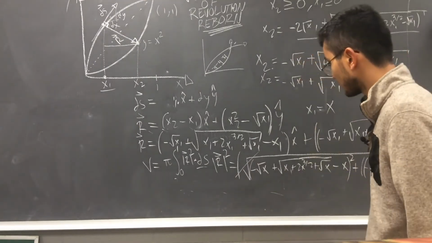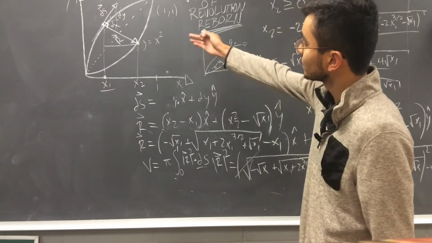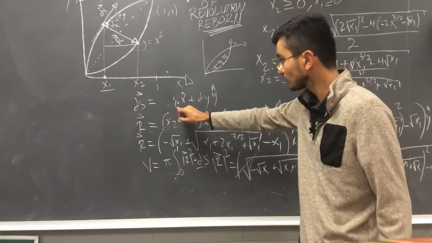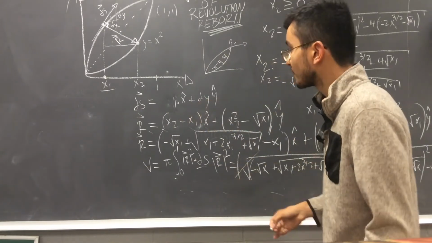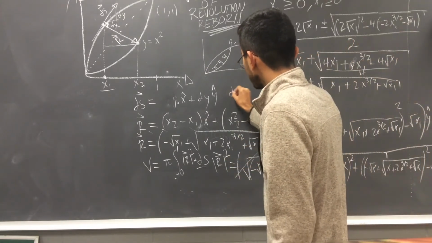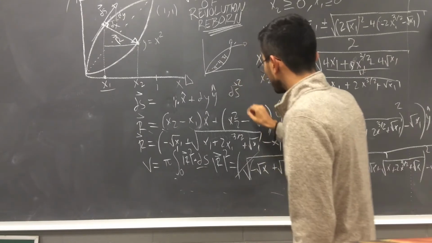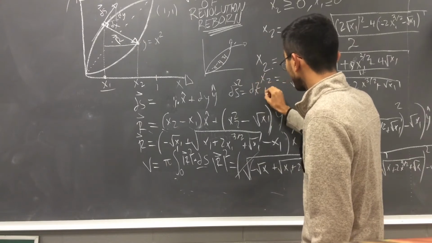So let's go ahead and find ds now. We know from the original equation over here that ds is equal to dx x hat plus dy y hat. So if we use the Pythagorean theorem for that, we can say that ds squared is equal to dx squared plus dy squared.